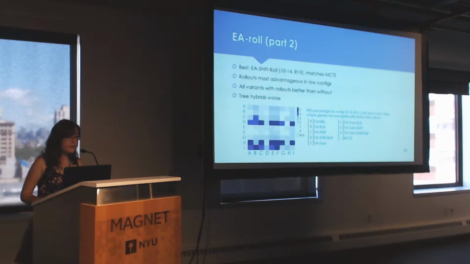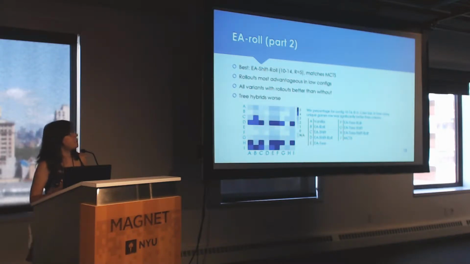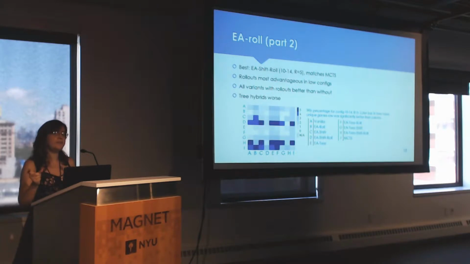For the second part of our experiments, we looked at adding these simulations at the end of the individuals. And the best algorithm turned out to be the EA shift roll, which is combining the information retention between game ticks with the rollouts at the end of the individuals. The rollouts turn out to be the most advantageous in low configurations, which means that given that we are already offering some part of our limited budget to these rollouts to perform some more look ahead, it does make sense that we can do more in lower configurations, so we get more information and more benefit out of them.